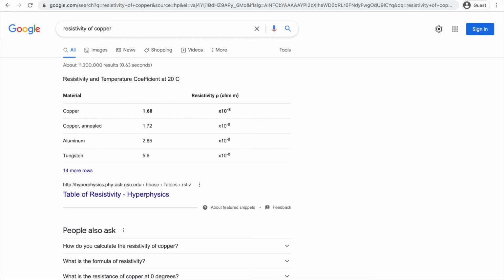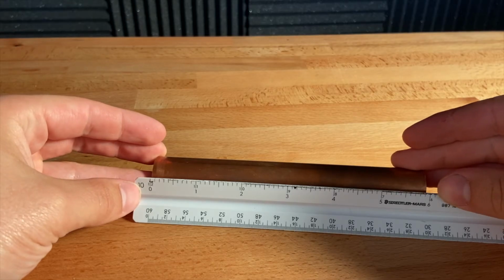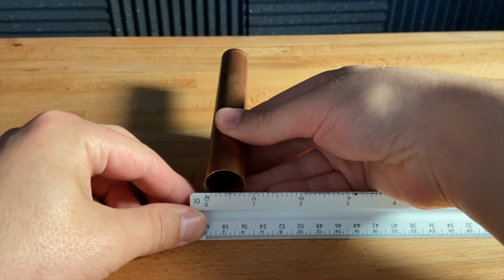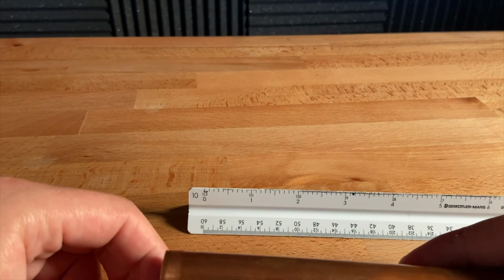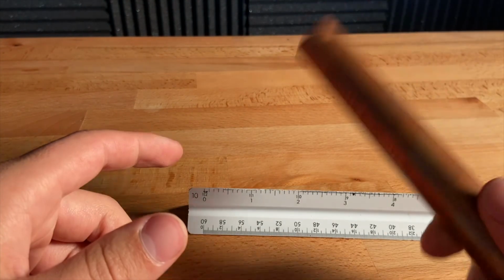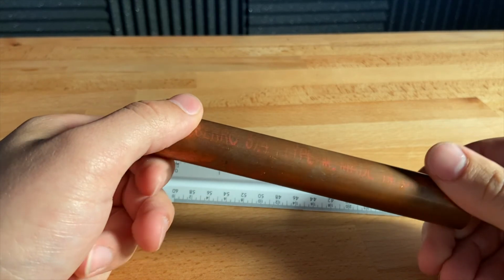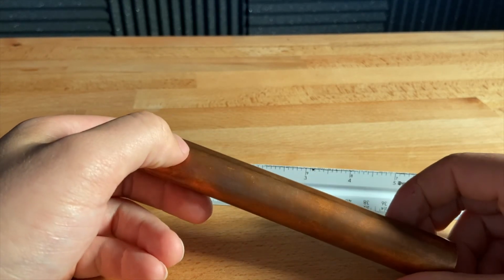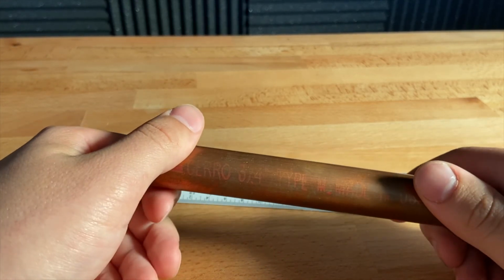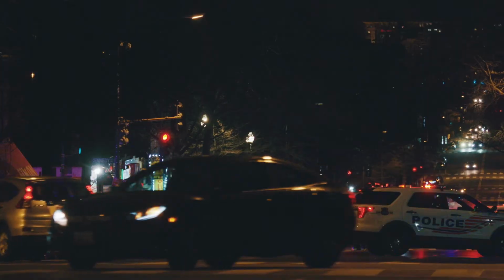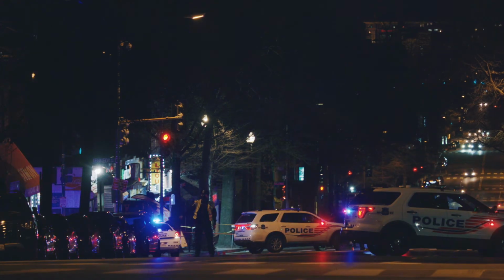Resistivity is a measured value that we can easily find on Google. Then, we can take a few quick measurements and we'll see that the pipe is 6 inches long and has a 3/4 inch diameter. I live in America, so I'll have to convert these measurements to meters. So the pipe is 152 thousandths of a meter long and has a 19 thousandths of a meter diameter.